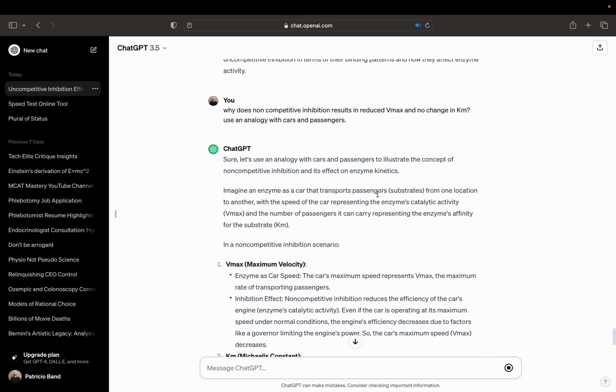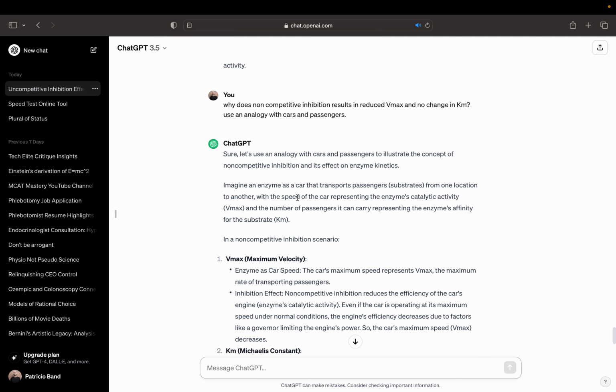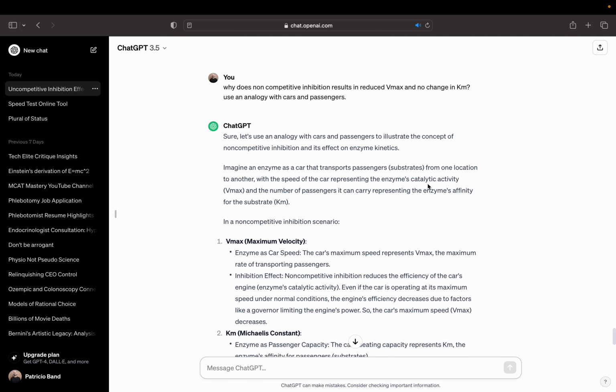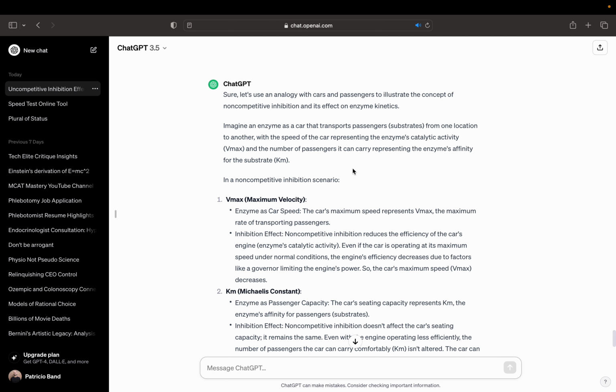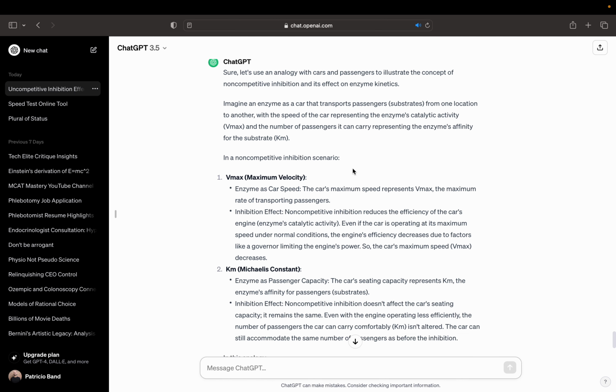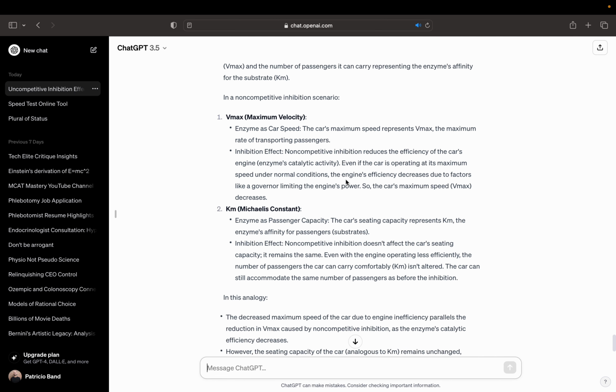Imagine transporting passengers from one location to another, with the speed of the car representing the enzyme's catalytic activity, Vmax, and the number of passengers it can carry representing the enzyme's affinity for the substrate. For us, Vmax was more like the speed of all the cars, not only one, right? So the car's maximum speed represents Vmax, the maximum rate of transporting passengers.